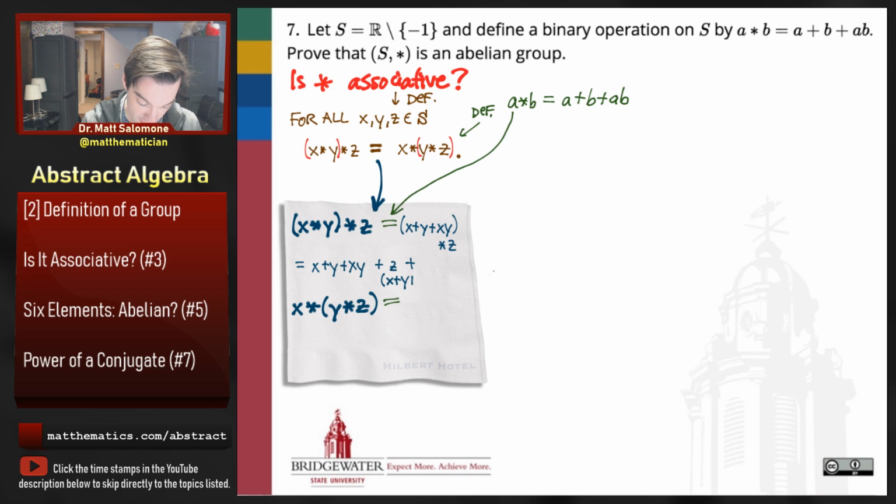X plus y plus xy quantity times z. So now I've completely converted all of my weirdo stars into comfortable, familiar arithmetic on the real numbers. Right? And just because I'm running out of room on my napkin already, I'm going to simplify this product down here, and then I'm going to rewrite what we have.